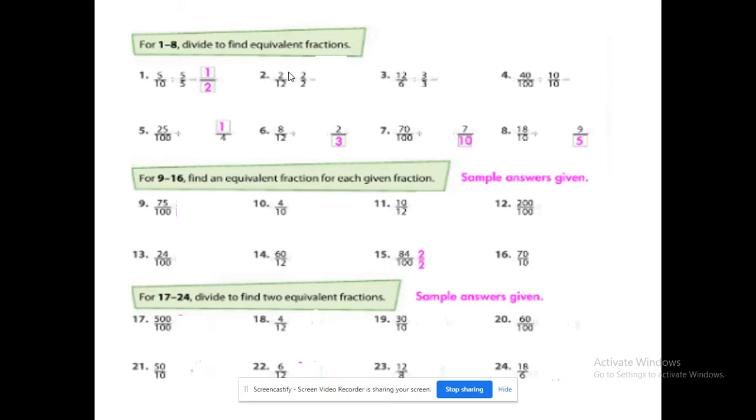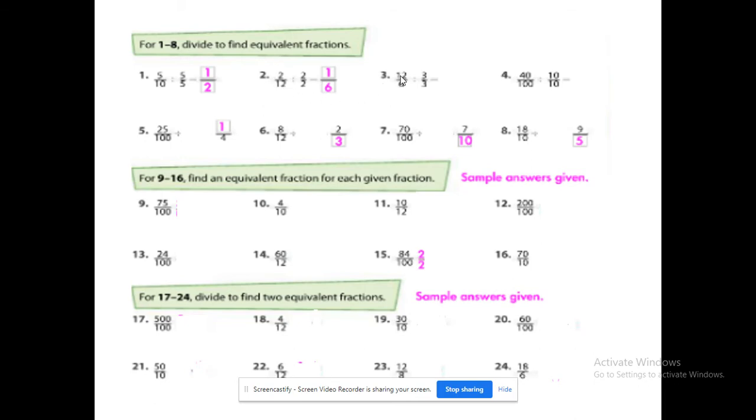Number 2. 2 out of 12 divided by 2 over 2. Let's divide the numerator first. 2 divided by 2, it gives me 1. 12 divided by 2, it gives me 6. So 1 over 6, it's an equivalent fraction for 2 out of 12.